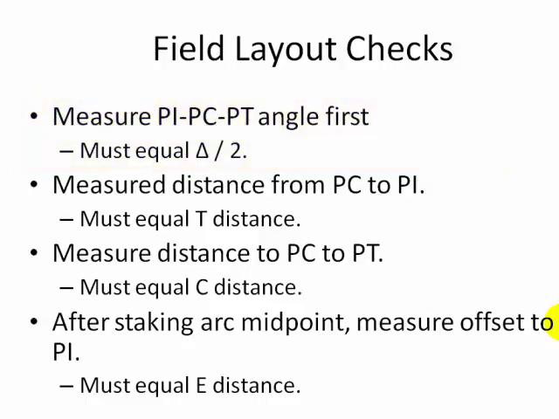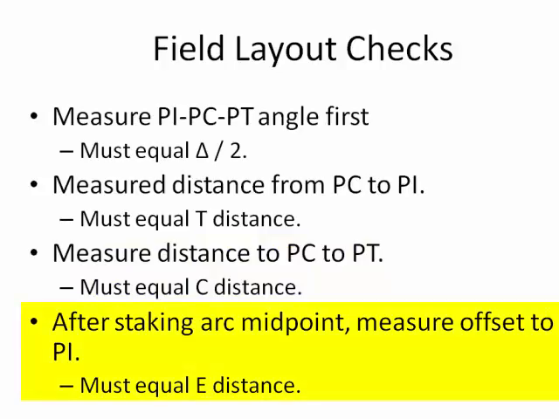Then, measure the distance from the PC to the PI. That should be your T distance. Then measure your distance from the PC to the PT. This should be your total chord. That is the long chord that you calculated in the beginning of this process.